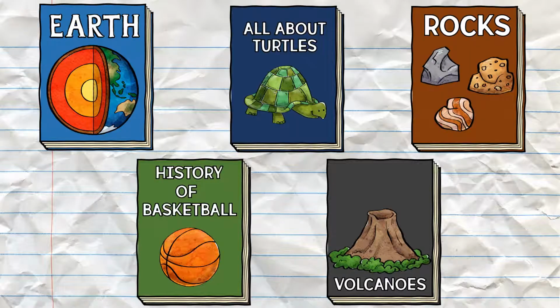Now, informative writings are everywhere for all kinds of topics. For example, Earth, turtles, rocks, volcanoes, basketball, all of these are examples of informative writings. These are all nonfiction, but that doesn't mean that all nonfiction is informative. These are all informative because they all teach about the topic with facts and details. There's no opinions in these.